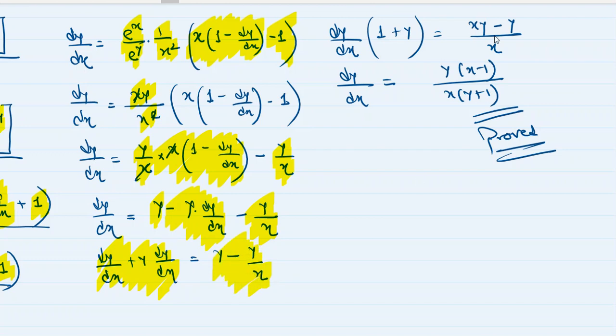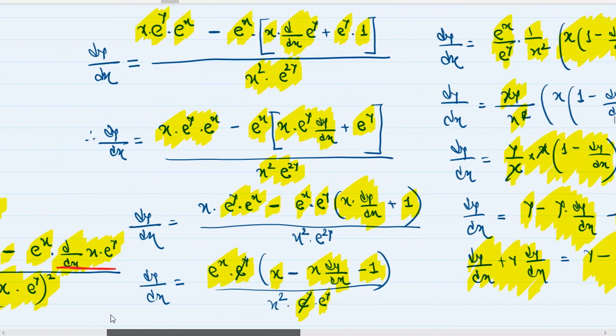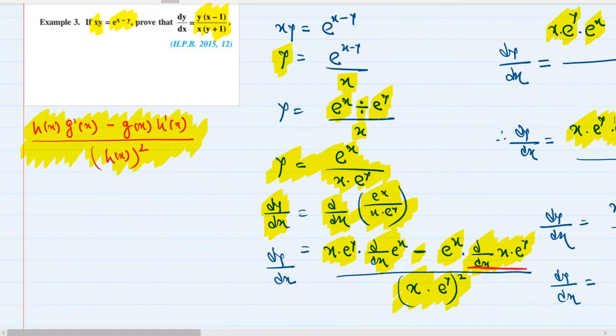And when I take LCM, it becomes xy minus y upon x. On the other side, if I take out dy by dx common, I am left with 1 plus y. I take this 1 plus y in the denominator over here. So I get the value of dy by dx, which was required. I hope you understood. This was a little long question, but not difficult.